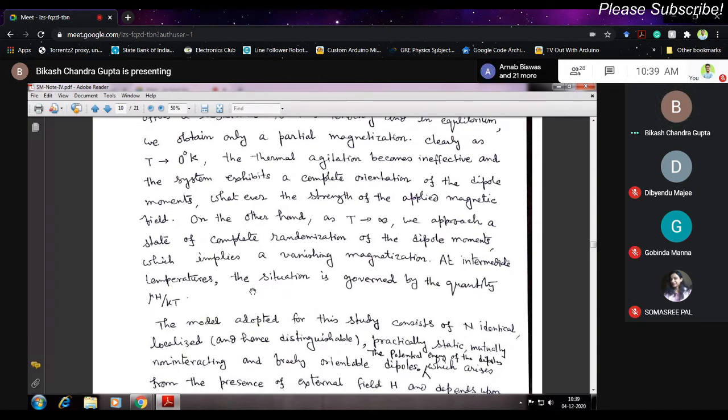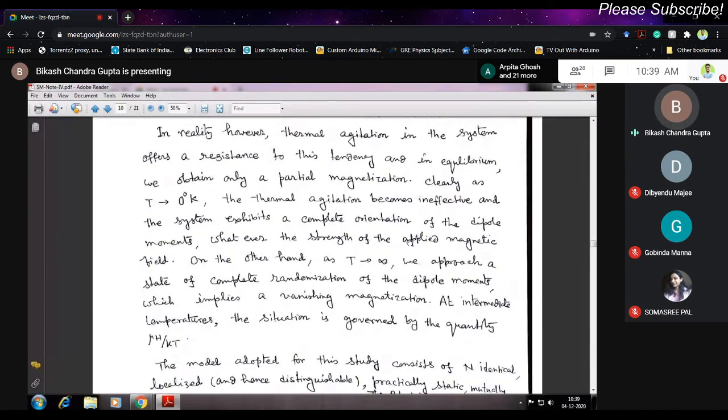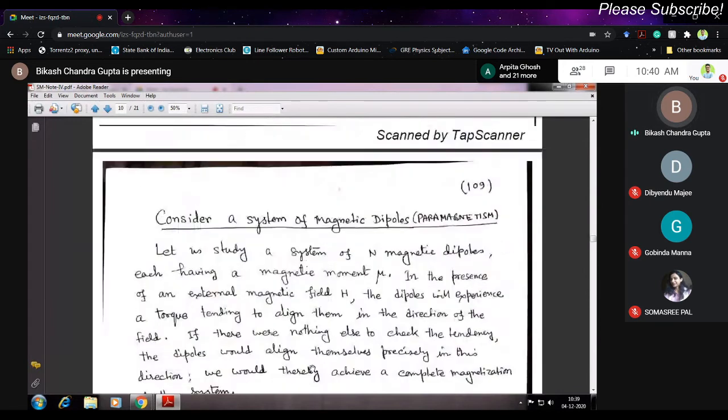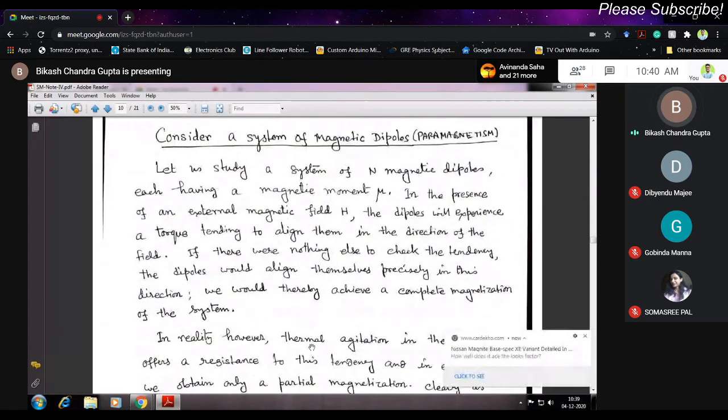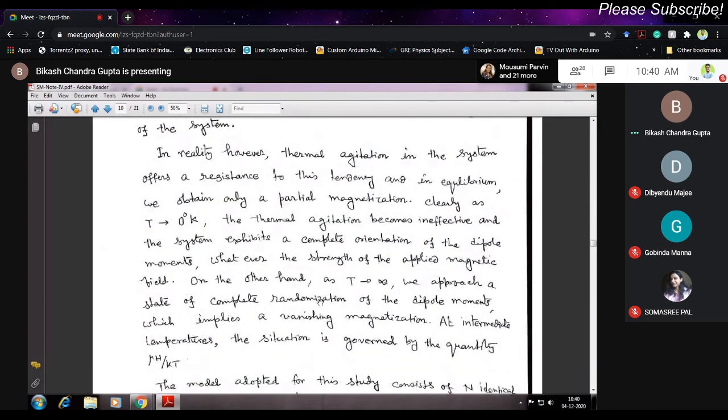whatever it is. So this is the general physical idea of what may happen and what the basic energies are which are going to play a dominant, vital role in obtaining the magnetization of the system. Okay, that is what it is.